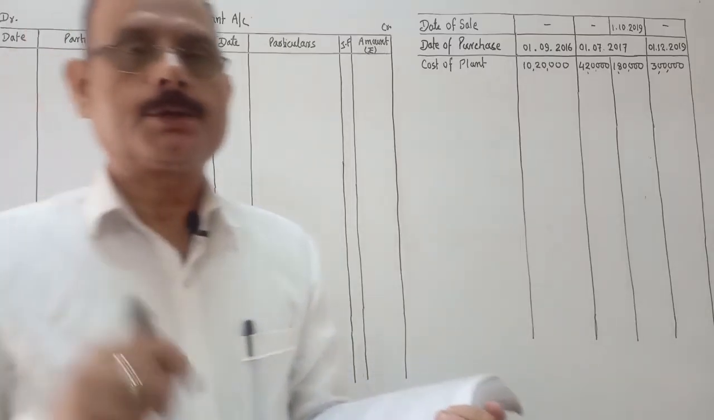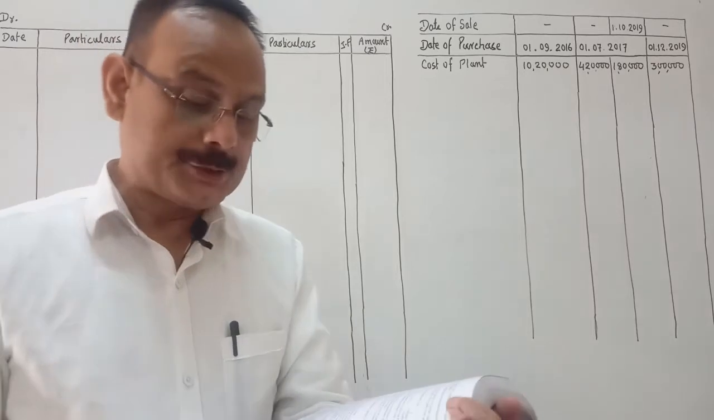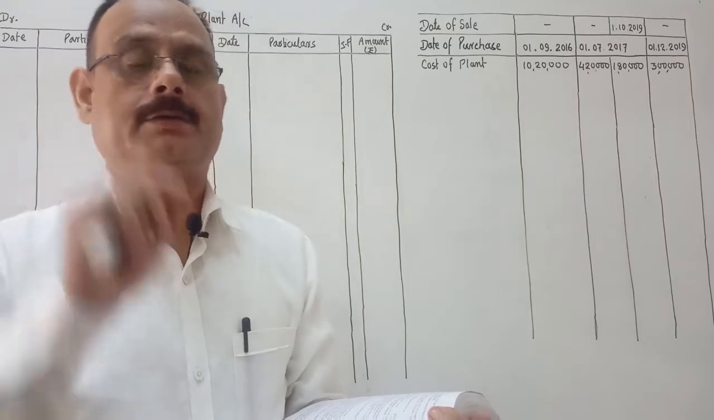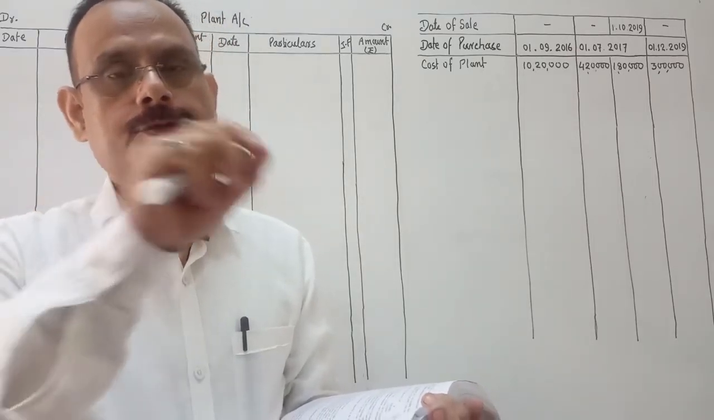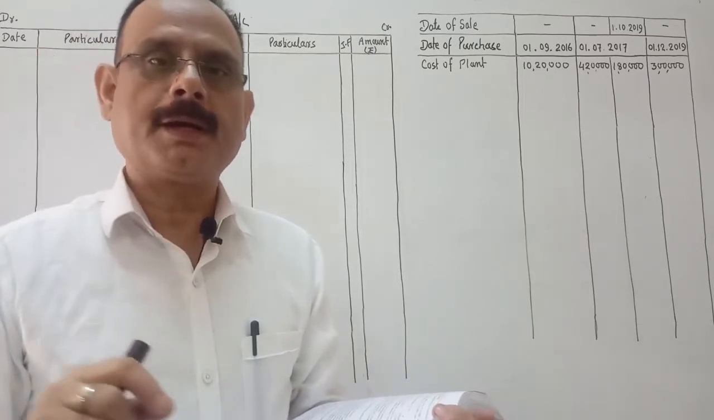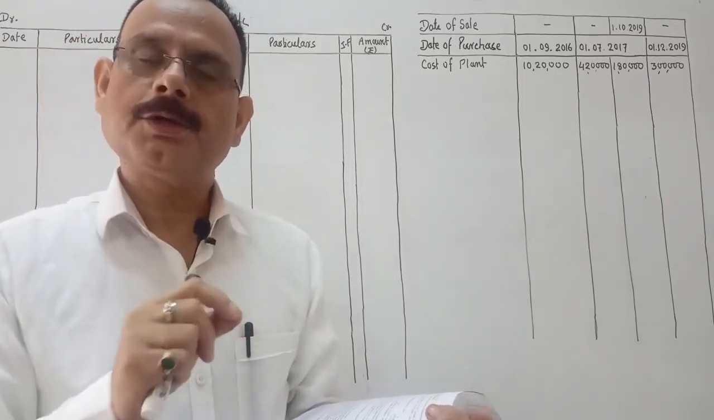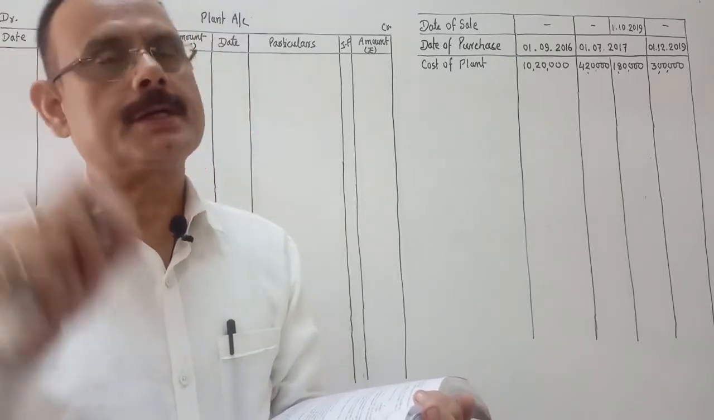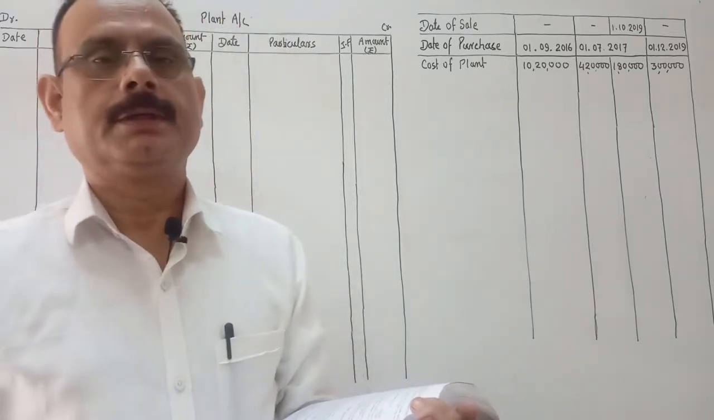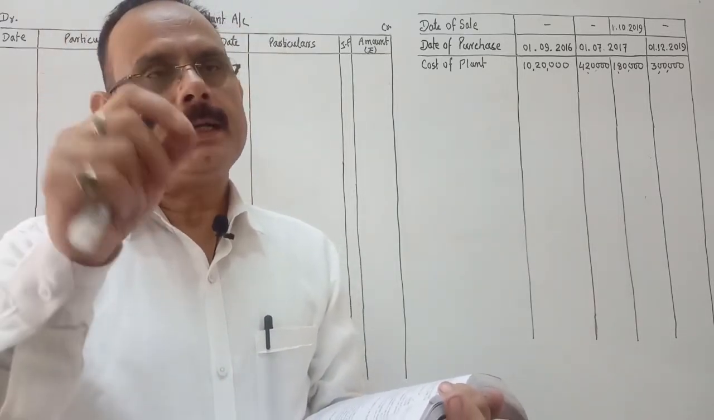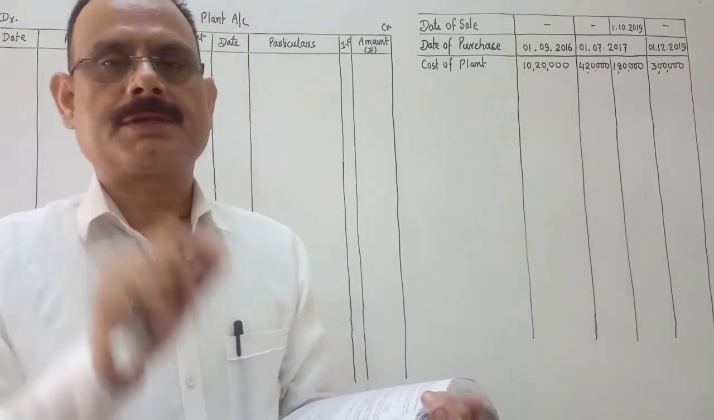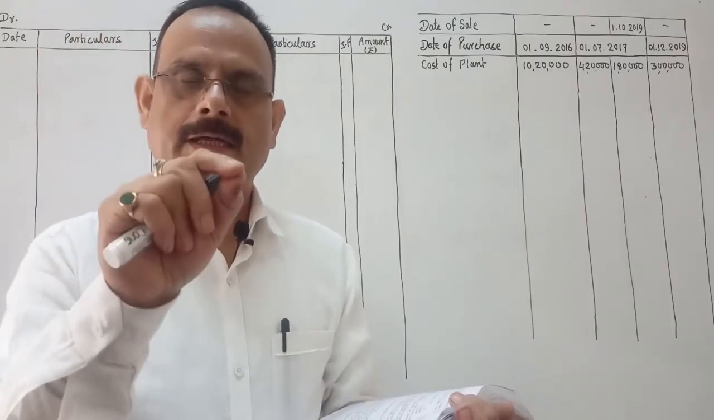Now we will see one question, and this question is based on assets disposal account. Previous question which was discussed by me, where we have prepared machinery account, provision for depreciation account and depreciation account.